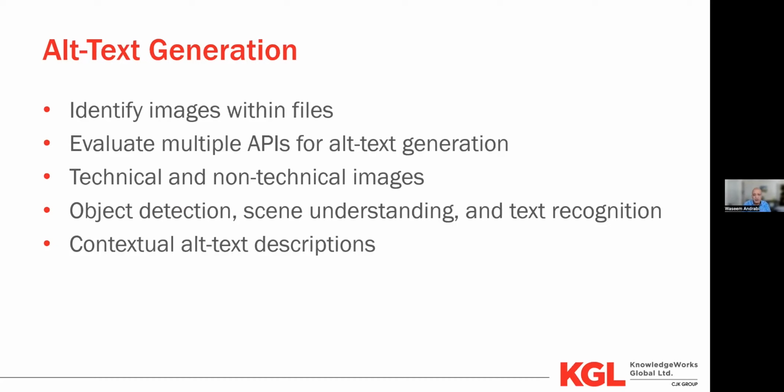I'm going to share some examples of alt text generated through various AIs over the last few months that we've been testing this. We're evaluating this for technical and non-technical images, whether the AI is able to detect the object, understand the scene being depicted in an illustration or in a graph or a chart, and recognize the text that appears in an image. A lot of alt text also needs to be contextual, with the text that's around that image. So can AI be used to generate contextual alt text?